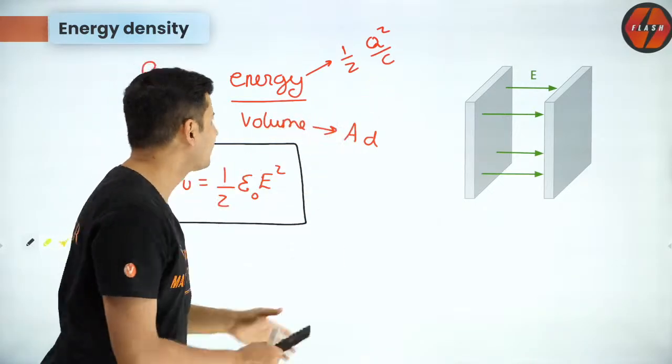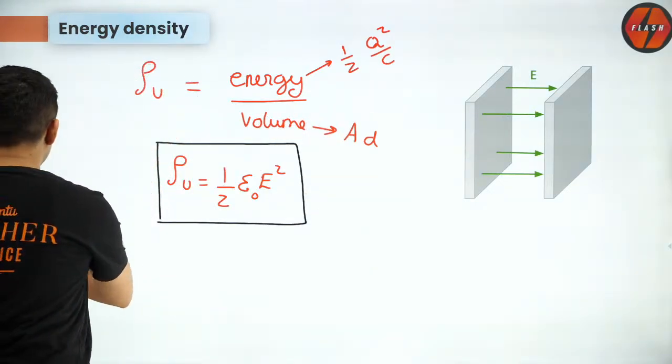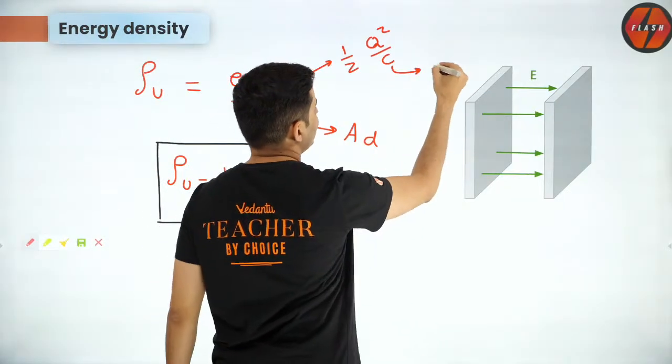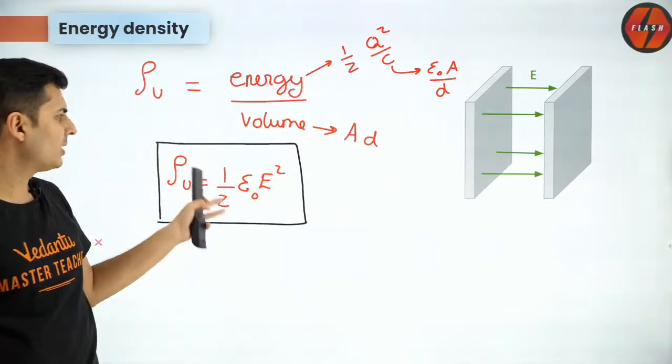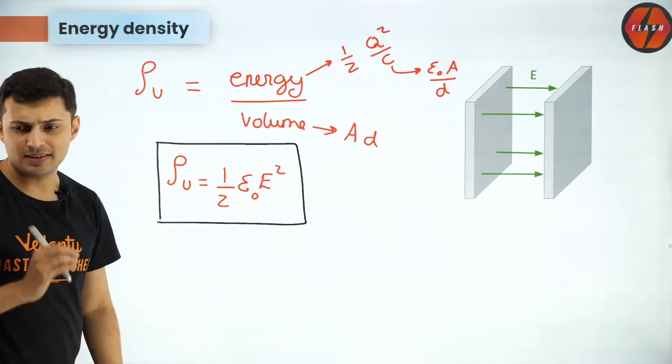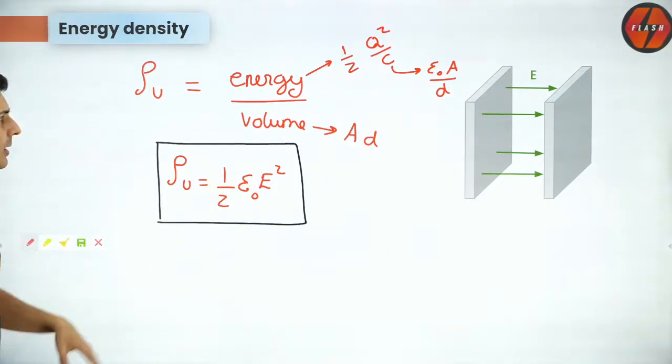You can do this very easily. Substitute the value of C. If you do that, you will easily get it. Put the value of C as epsilon naught A by d and all that. Substitute it and you will get it. It's not that difficult, very, very simple. Half epsilon naught E square.